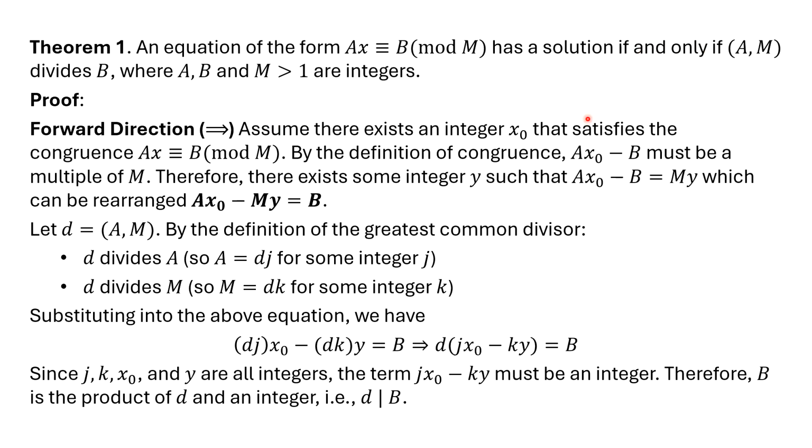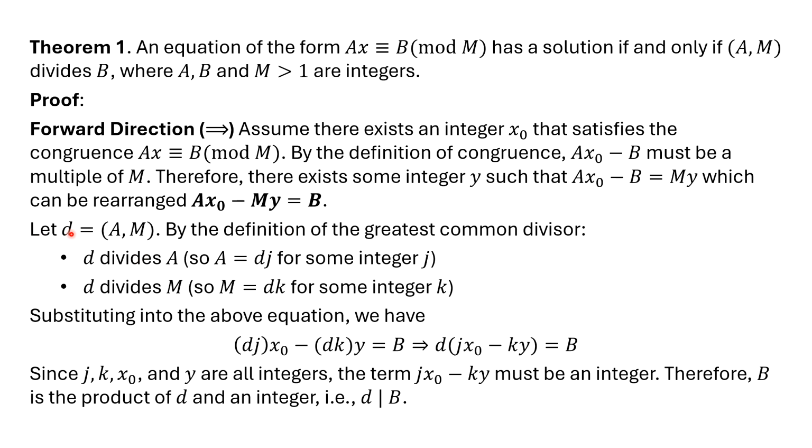So since this is if and only if, we need to prove it in two directions. On this slide, I'll prove it in the forward direction. Assume there exists an integer x sub 0 that satisfies this congruence. By the definition of congruence, ax sub 0 minus b must be a multiple of m. In other words, we can write it this way here, and we can rearrange it into this equation here: a times x sub 0 minus my equals b.